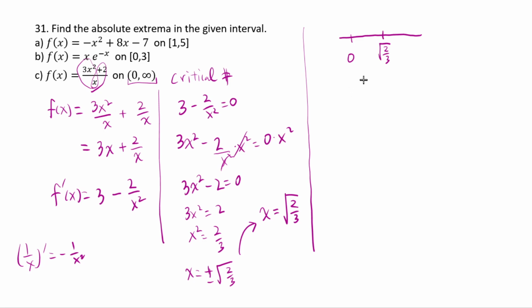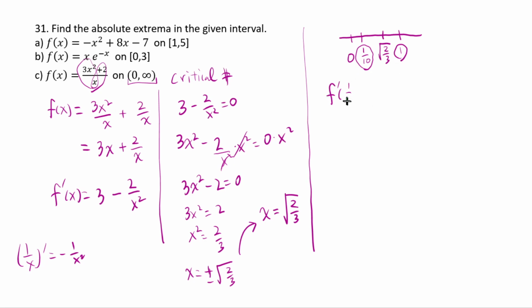And square root of 2 over 3, it's less than 1 because 2 over 3 is less than 1. But definitely it should be bigger than 0.1. Okay, so I'll just choose 0.1, or 1 over 10. So I'm going to choose 1 over 10 as my test point between 0 and square root of 2 over 3. And after square root of 2 over 3 until infinity, which is the right side, I'll just choose 1 as the test point. Okay.